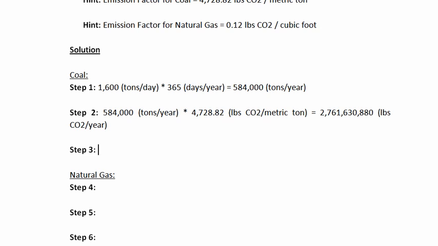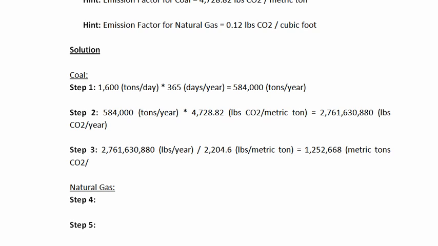And finally, we'll convert that to metric tons, which is very simple, as we now know. 2,761,630,880 pounds per year divided by 2,204.6 pounds per metric ton equals 1,252,668 metric tons of carbon dioxide per year.